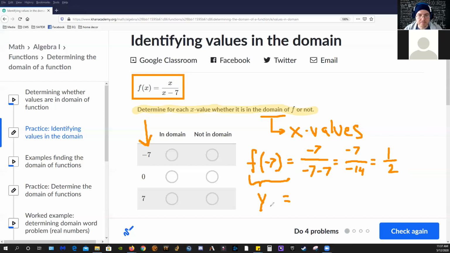So here's what we just figured out. When x is equal to -7, y is equal to 1/2. Now, I don't really care that it came out to 1/2. That isn't special. But the fact that it came out to anything at all is. So we're going to say, yes, that's in the domain, as long as it comes out to be something not weird. Then that is a part of the function.